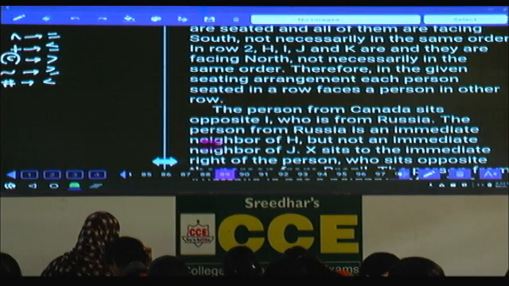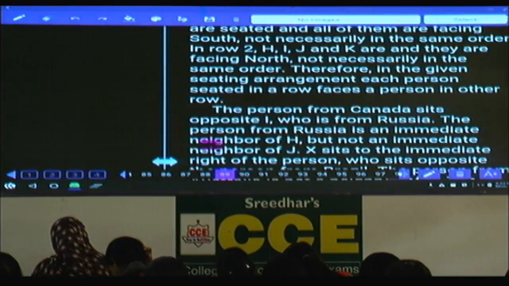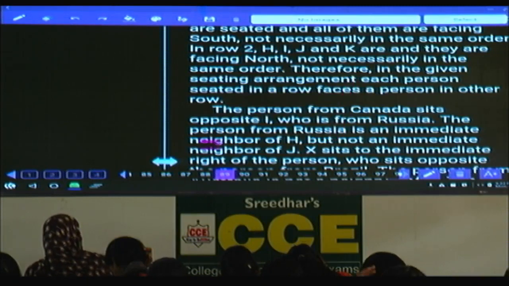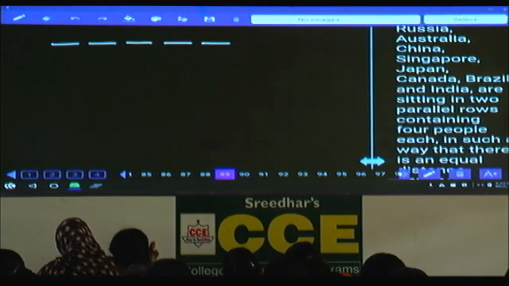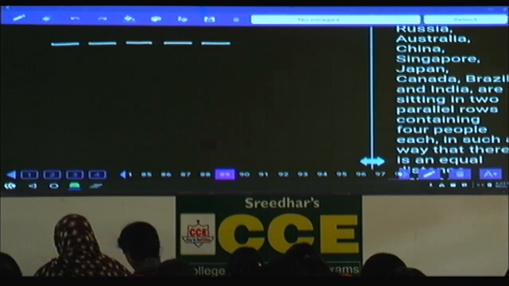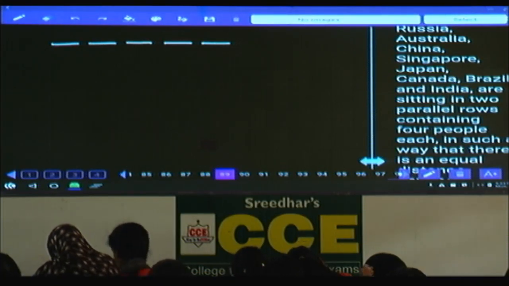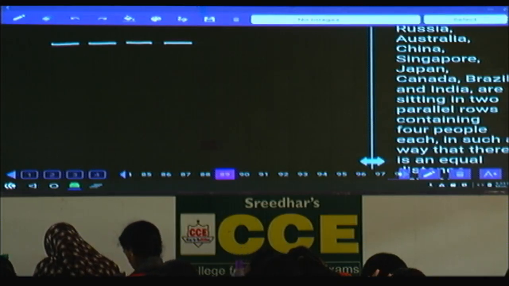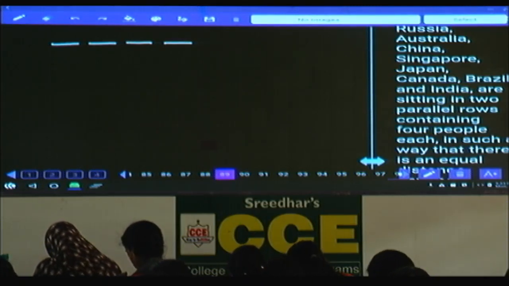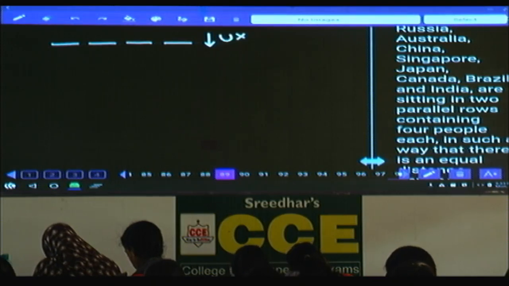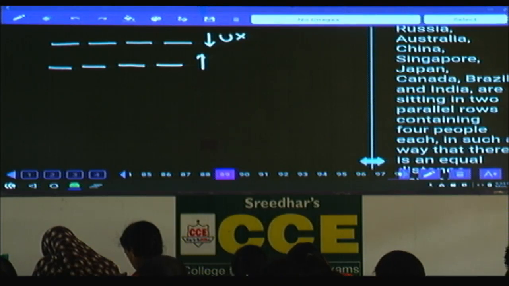Clear? They are facing towards south. Tell me who are the persons facing towards south? 4 or 5 persons? Only 4 persons, fine. U, V, W, X are the persons who are facing south. And tell me who are the persons facing towards north? H, I, J, K are the persons facing towards north. Then next one.